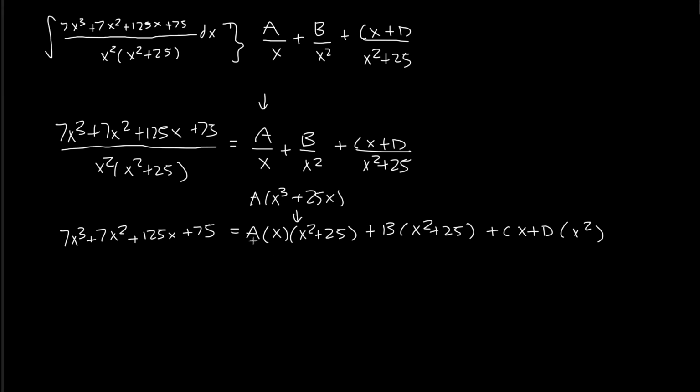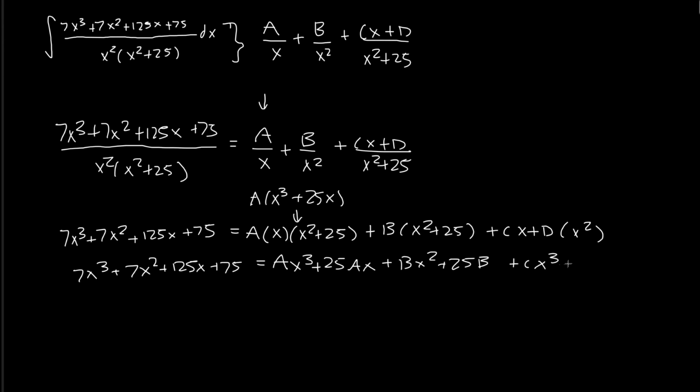Alright, so let's go ahead and rewrite this now, distributing our actual variables here. We're going to have 7x cubed plus 7x squared plus 125x plus 75 equals Ax cubed plus 25Ax plus Bx squared plus 25B plus Cx cubed plus Dx squared. The next step in deriving A, B, C, and D is going to be grouping each one of these equivalently degreed terms and factoring out the x cubed or x squared or x. So let's go ahead and do that.